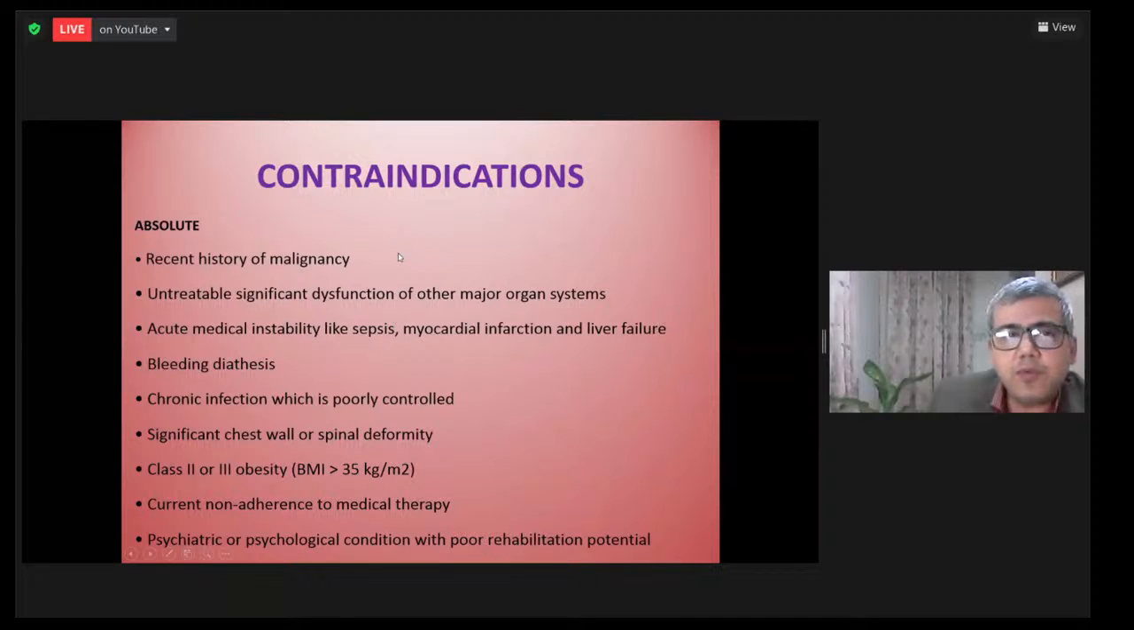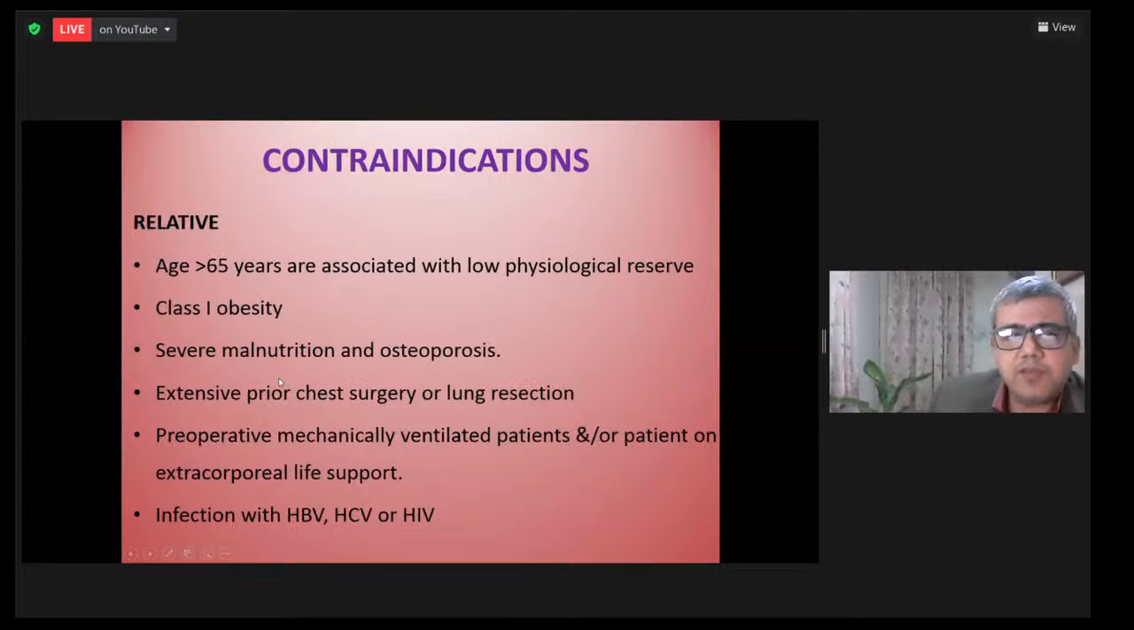The absolute contraindications being recent history of malignancy, patient with bleeding diathesis, or patient having any acute medical instability like sepsis or myocardial infarction, and BMI greater than 35. Relative contraindications being class 1 obesity, age greater than 65 years, patients with severe malnutrition or osteoporosis.